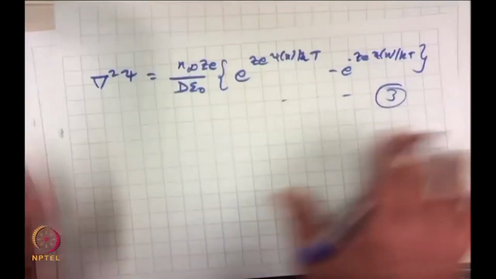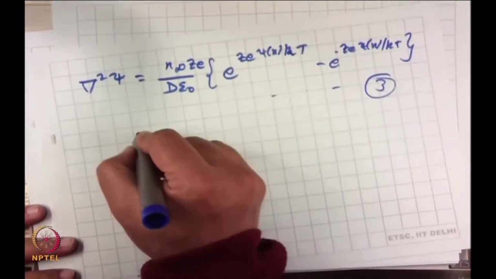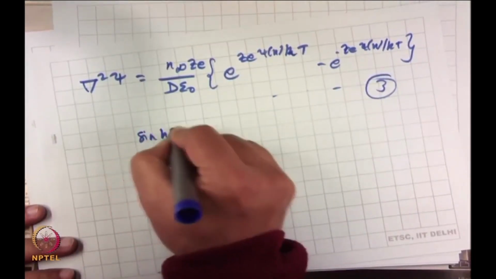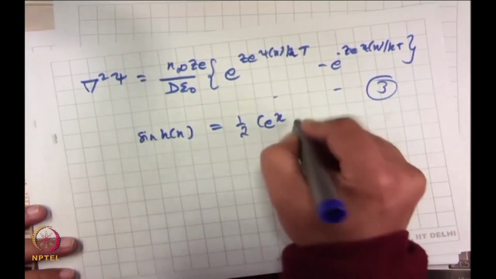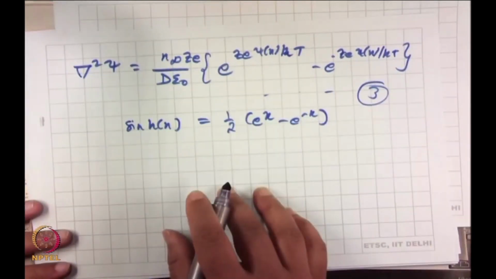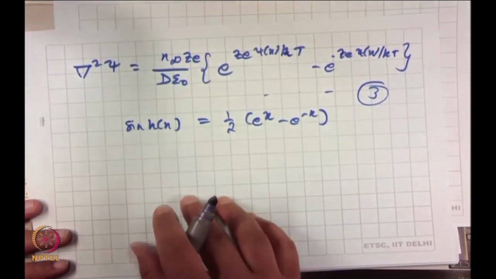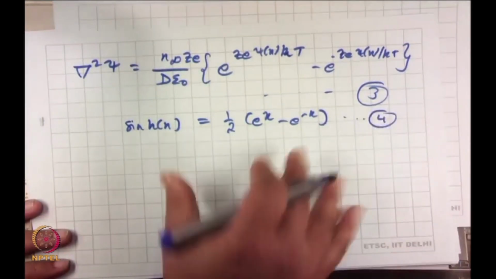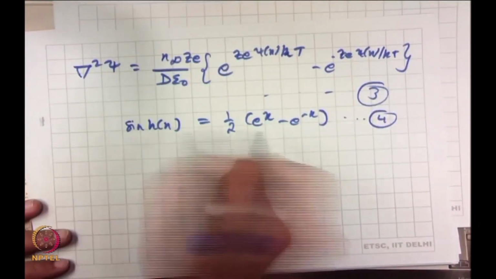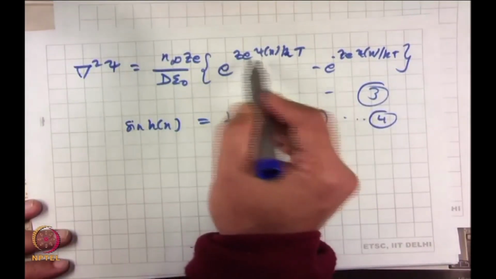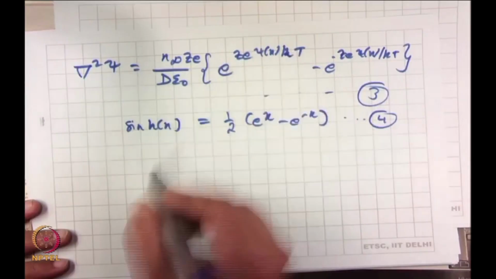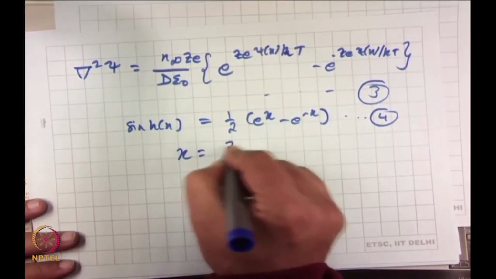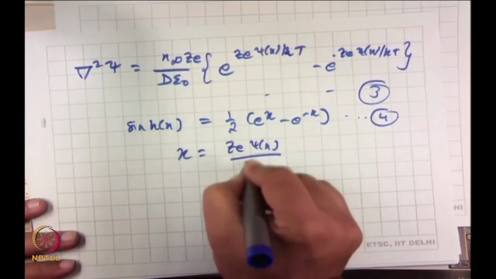Now, we will do a simplification. If you guys know, your sine hyperbolic x is given by half of e to the power x minus e to the power minus x. This is an expression for sine hyperbolic in terms of your exponential function, okay. Let this be 4. See, if I have this, I express, so here you know what x is, your x is your z e psi x over k T, that is your x, okay. So, where x is equal to z e psi of x over k of T.